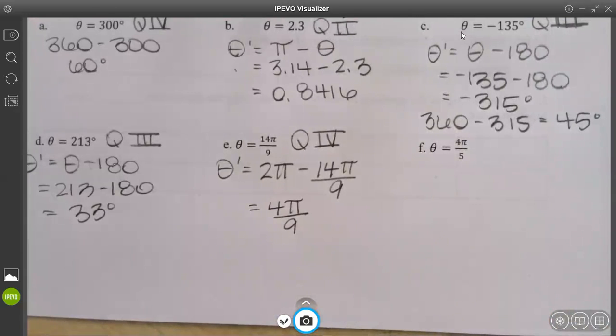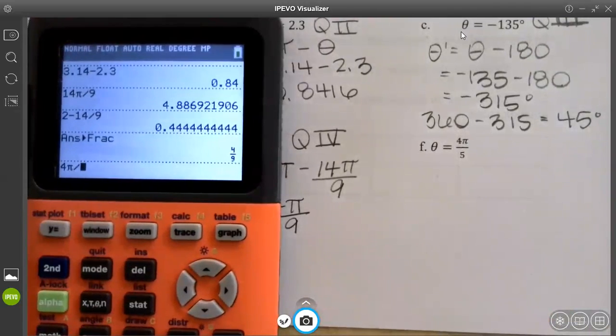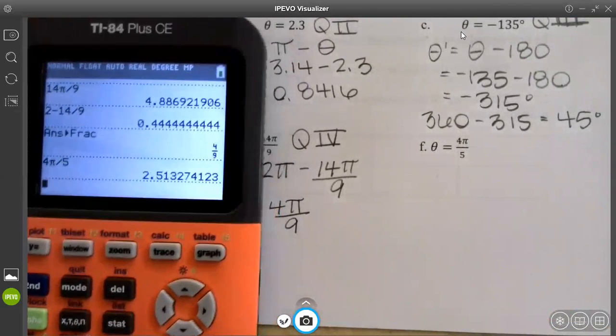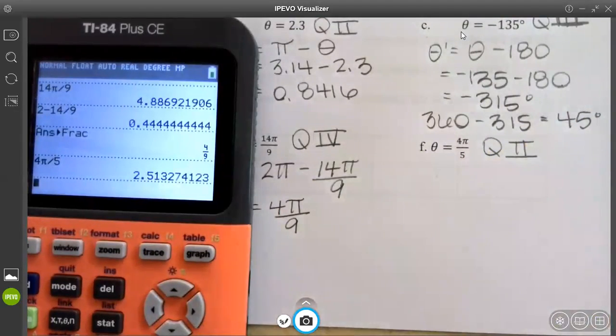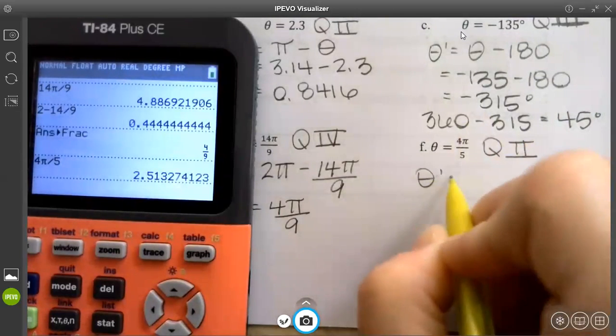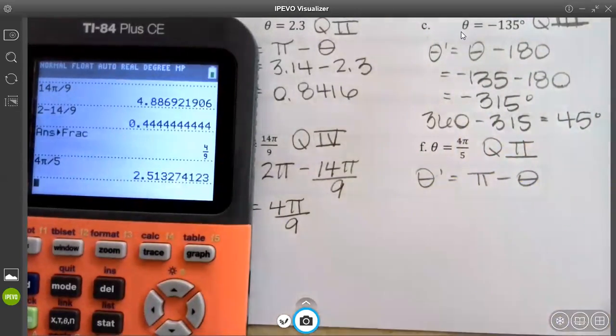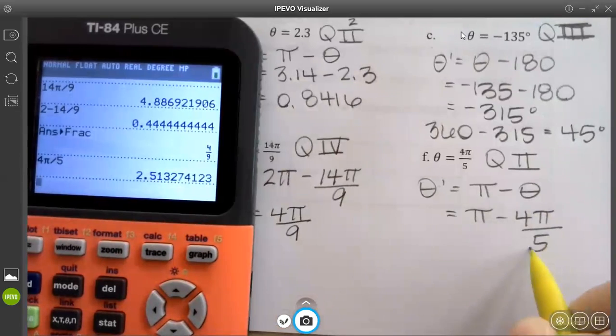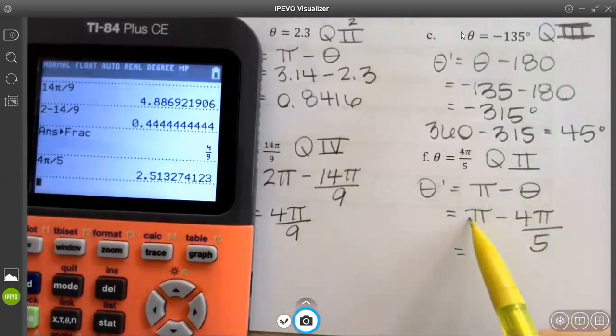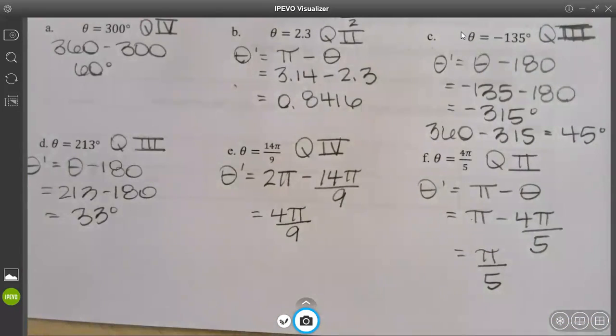And then the last one, 4 pi over 5 gives you 2.5. Where would that fall? Quadrant 2. Quadrant 2 says pi minus theta. So pi minus 4 pi over 5. This would be 5 pi over 5 minus 4 pi over 5. Gives you 1 pi over 5. Everybody okay?